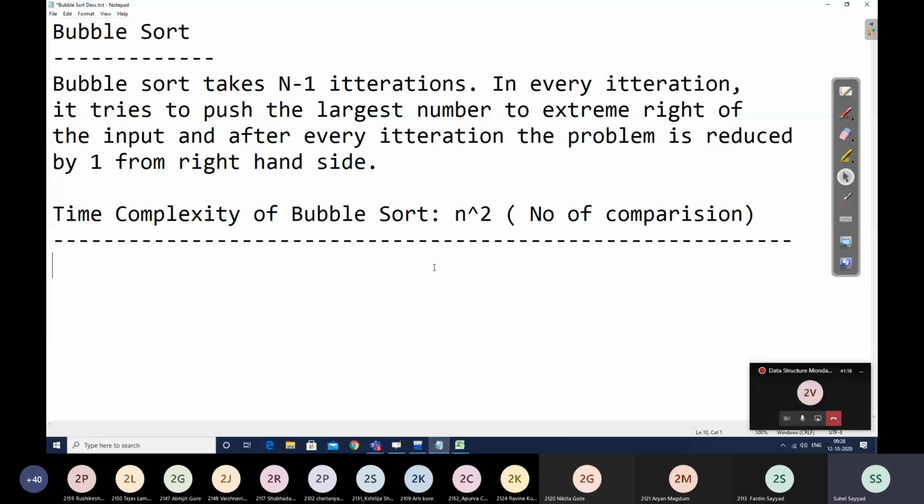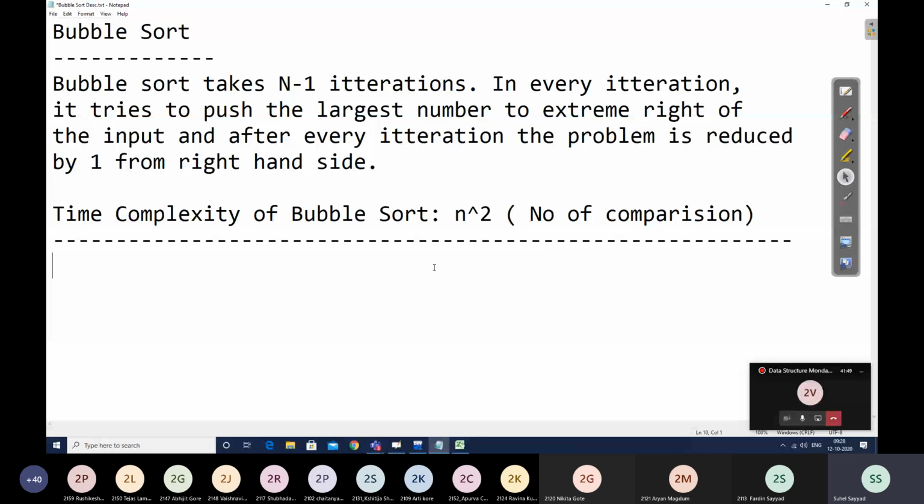So this is how you will explain it. If someone asks you how bubble sort executes, you should tell that bubble sort takes n minus 1 iterations. In every iteration, it will try to push the largest number to the extreme right of the input. And after every iteration, the problem is getting reduced by one from the right hand side. This is how in a crisp manner we will be able to explain it. Is it clear, my dear students?